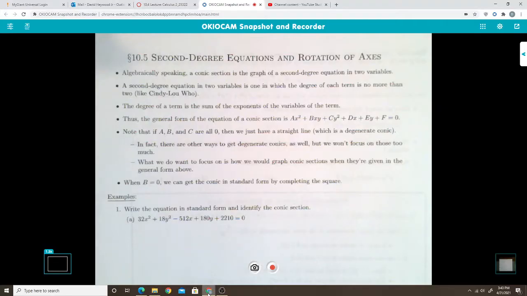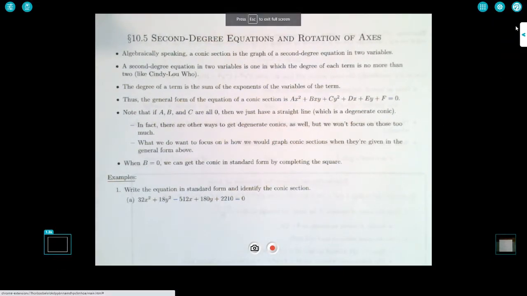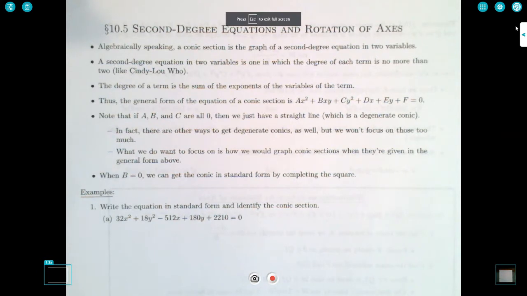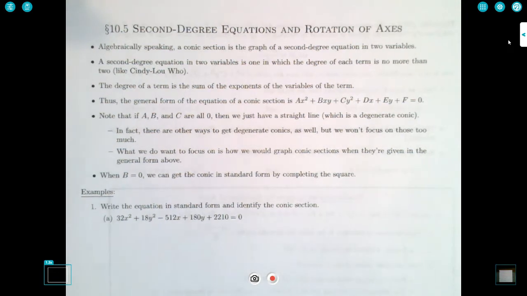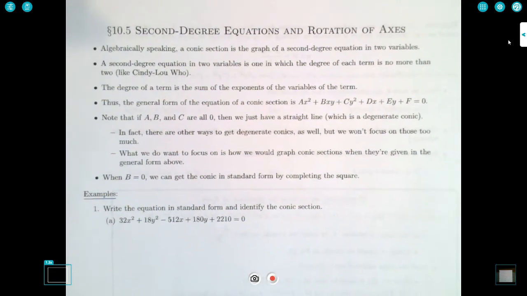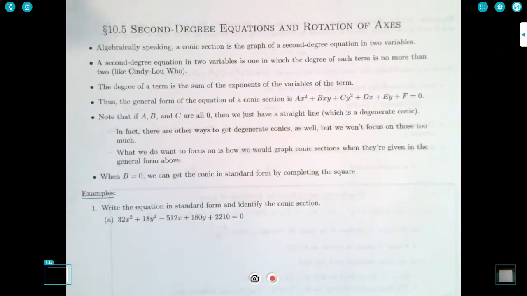All right. So 10.5 is another look at conic sections, and this is something that maybe you haven't seen before. But it has to do with a more algebraic interpretation of conic sections. In 10.4 we looked at conic sections geometrically, as sets of points in a plane that were defined in different ways.